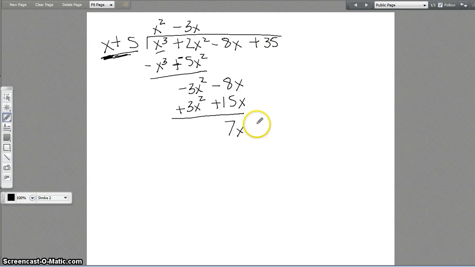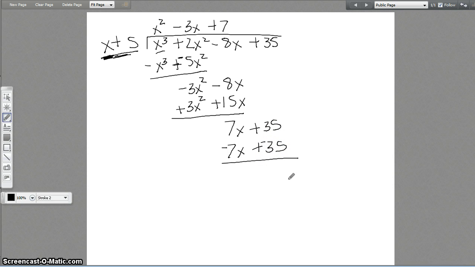We need to bring down our next term, which is 35. X times what is 7x? Well, that's got to be 7, because 7 times x is 7x. And then we've got to multiply our 7 by the 5 as well, and that gives us 35. So we draw our line, we flip our signs. 7x minus 7x is 0. 35 minus 35 is 0.